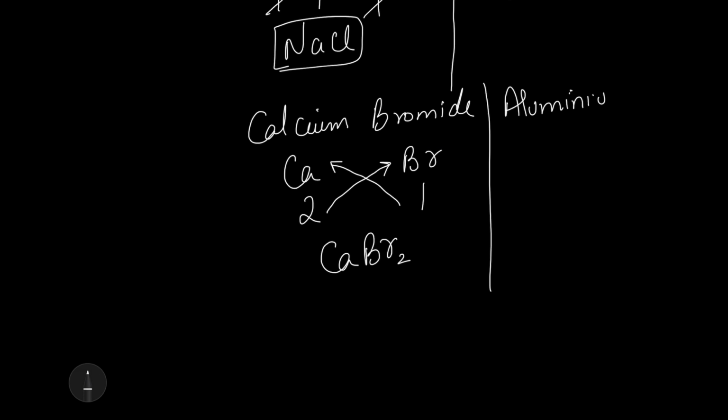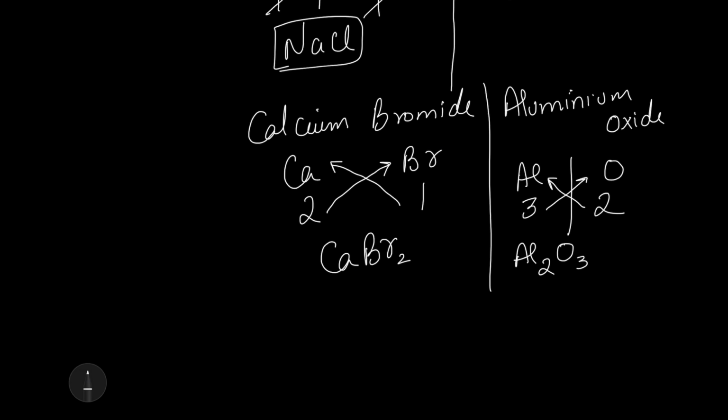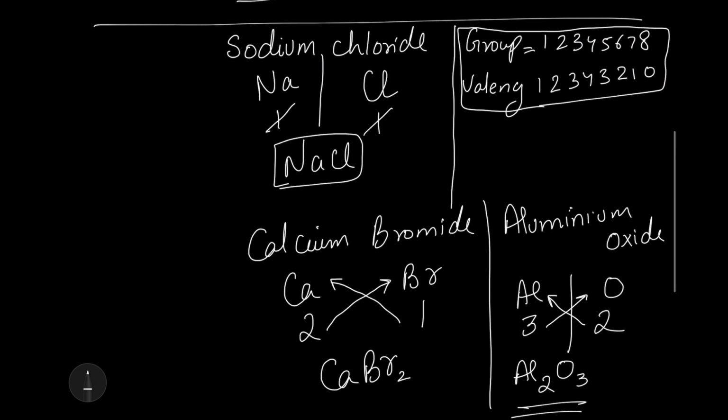Aluminium oxide. What's the formula? So basically aluminium is Al and oxygen oxide is O. Aluminium belongs to group 3, valency is 3. Oxygen belongs to group 6, valency is 2. Now valencies are not same, so you're going to switch the valencies. Aluminium will take oxygen's valency, oxygen will take aluminium valency, and the answer is Al2O3. So this is how we frame the formula. You get my point? So these are the basically easy, simple ionic formulas to frame.